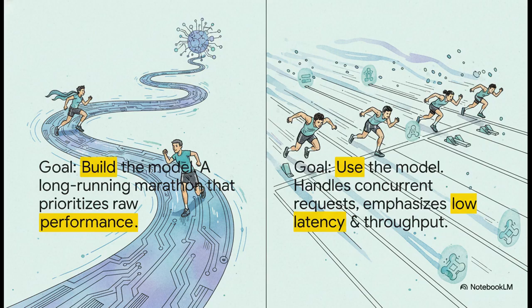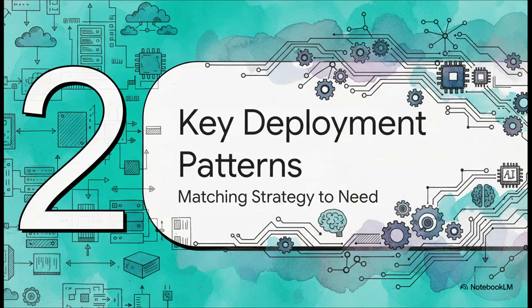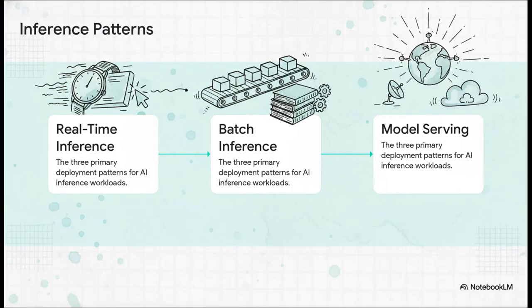The name of the game here is speed, what we call low latency, and just handling a massive number of requests, or high throughput. Okay, so if the demands are so different, how do we meet them? Well, it really boils down to picking the right strategy, or what we call a deployment pattern. Let's break down the 3 main ways you can match your tech to what you're actually trying to do. Yeah, you can pretty much sort any inference job into one of these 3 buckets. Think of them like different tools in your toolbox. Each one is built for a specific kind of job and has its own strengths.